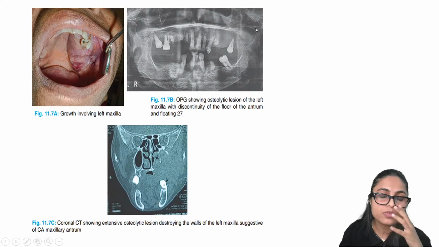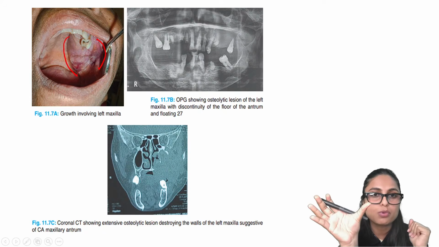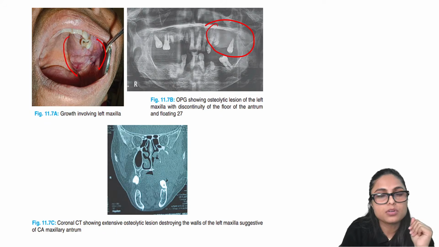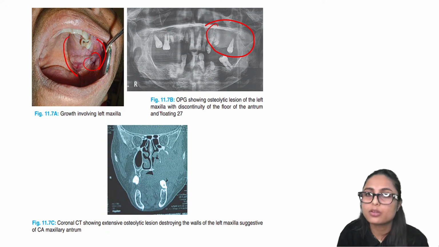If you see it clinically, you will see this vestibular swelling, the expansion of the alveolar process. Correct. Here also. If you clinically check the mobility of the teeth, it must be grade 1, grade 2 mobile.